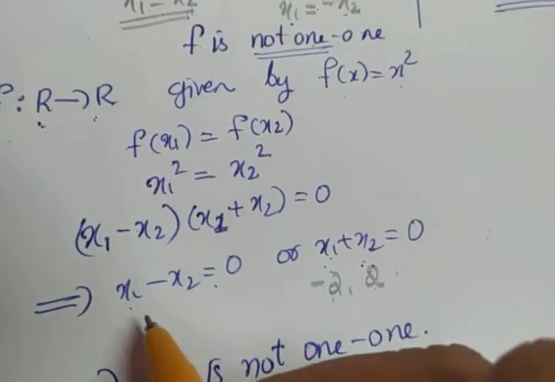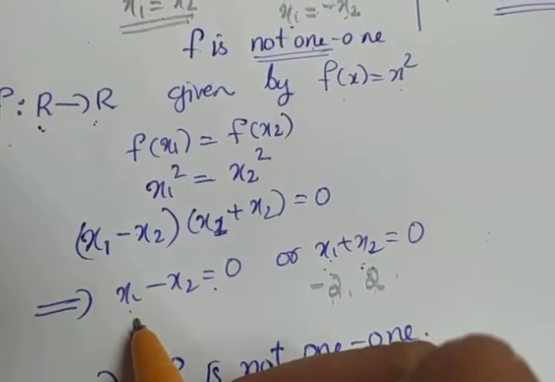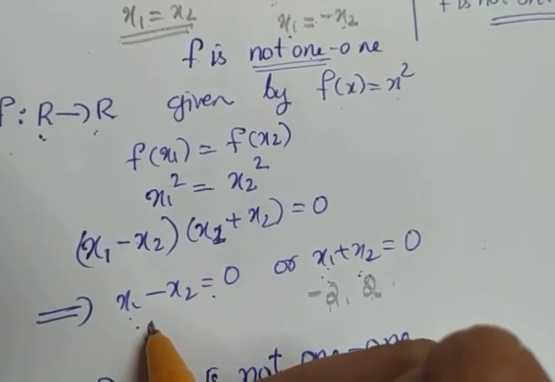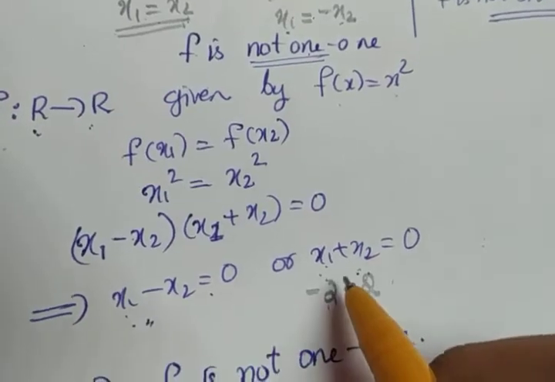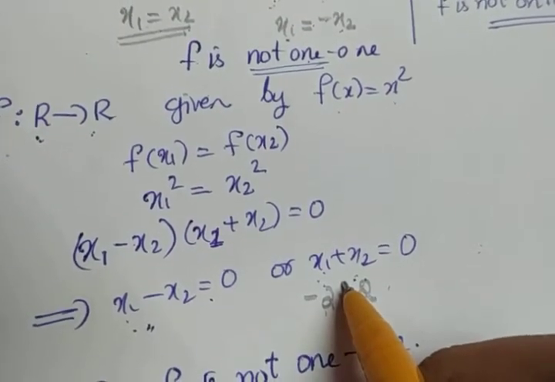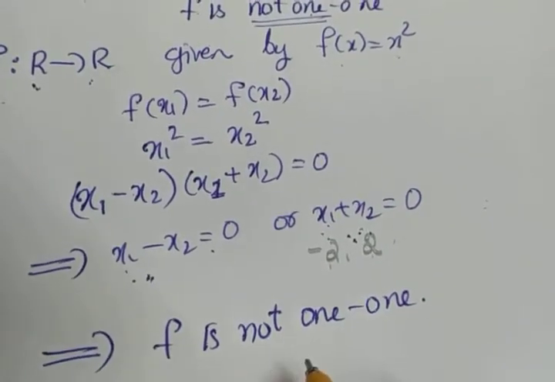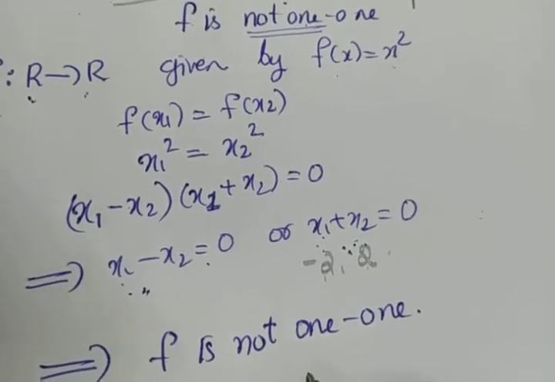To be 1, 1, we have to get only the condition x1 equal to x2. So here we are getting both conditions. Either x1 can be equal to x2 from this equation, otherwise x1 can be equal to minus x2 from this equation. So we are coming to the conclusion that f is not 1, 1. That is, f is not injective.